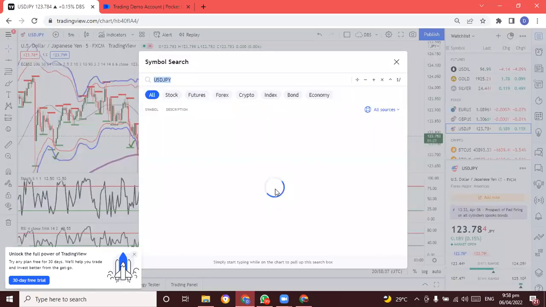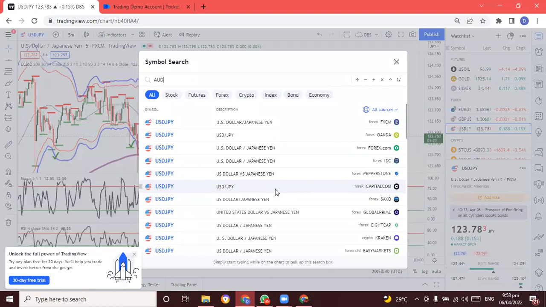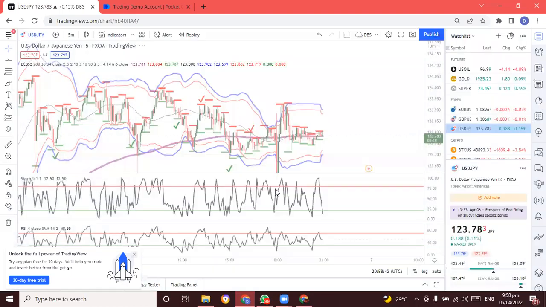Let me look for AUD USD. AUD USD. That's another pair.